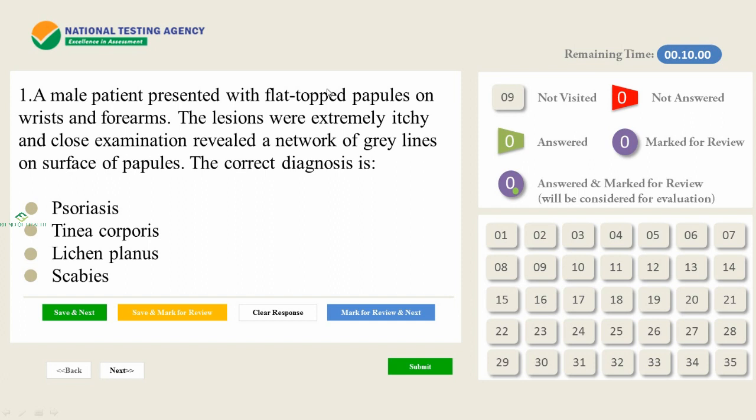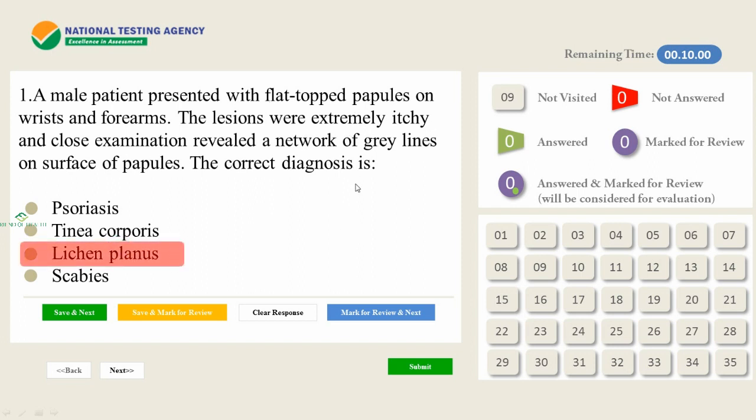So you can see the question once again. These kind of questions are nowadays very common. So a case-like question will be there. A male patient, flat-topped papules. If you have gone through the lines of the dermatology chapter in Davidson, it is very, very easy. So the answer is lichen planus.